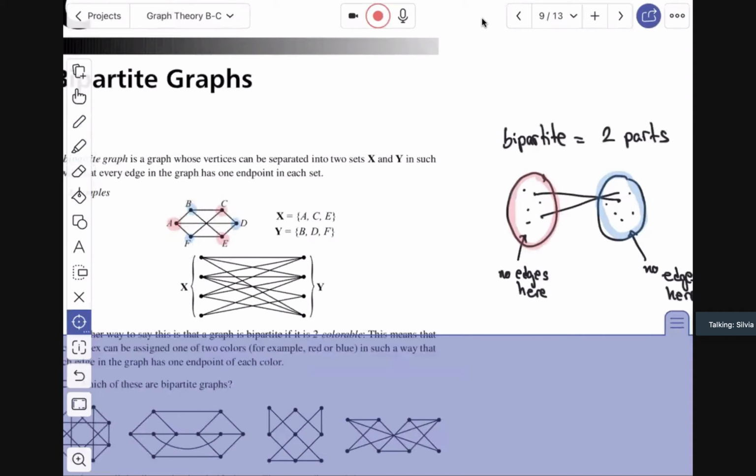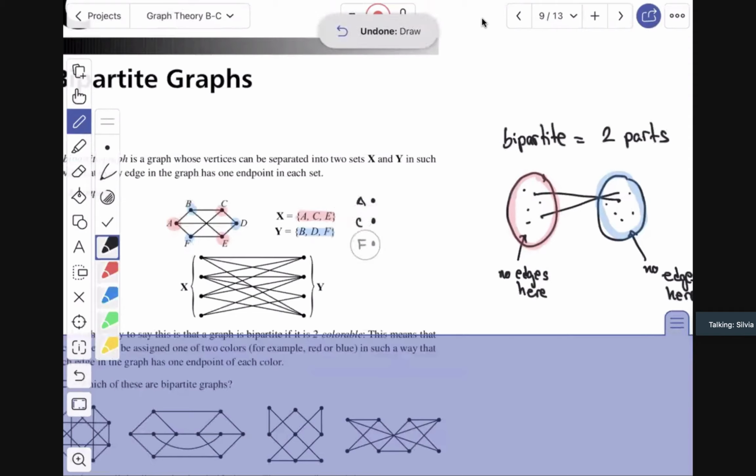So that's your bipartition. So you can see here A, C, and E are the ones I color red, and B, D, and F are the ones that I color blue. And you can redraw your graph if you want. I can have A, C, and E on one side. Those are the red ones. B, D, and F on the other side. And then I can draw all the edges. A is connected to B, D, and F. C is connected to B, D, and F. And E is connected to B, D, and F.